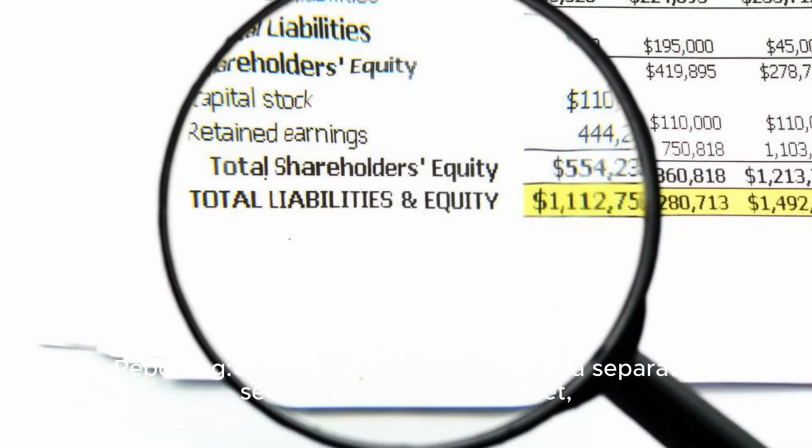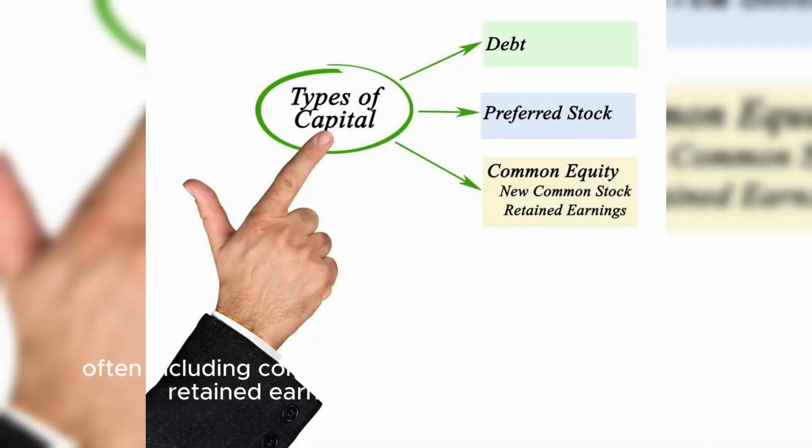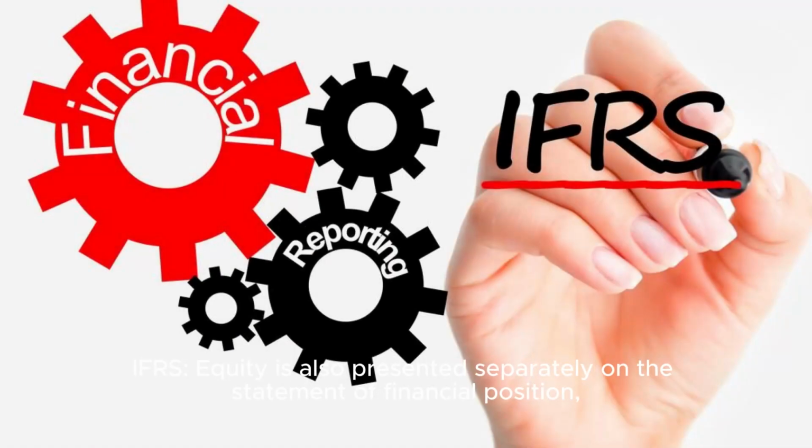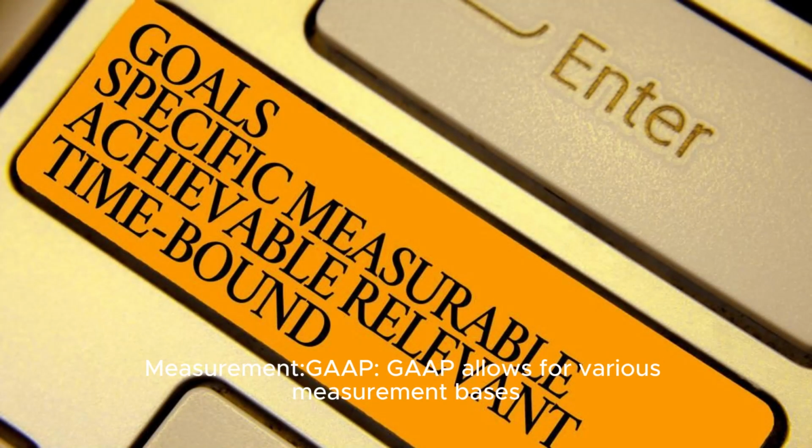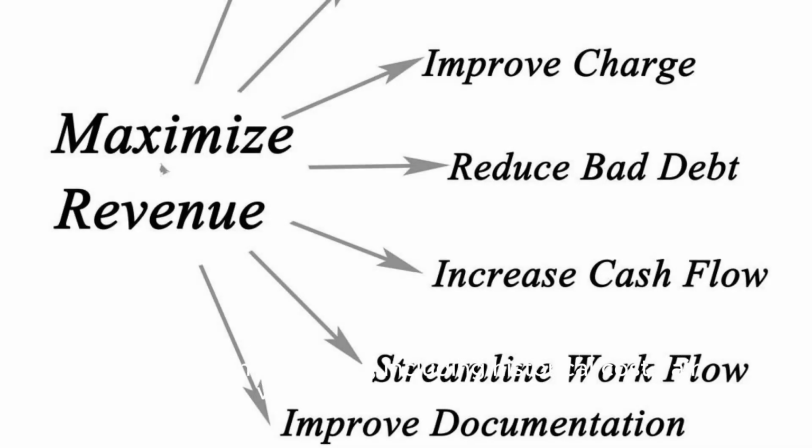Reporting: GAAP equity is presented as a separate section on the balance sheet, often including common stock, additional paid-in capital, retained earnings, and other components. IFRS equity is also presented separately on the statement of financial position, including components such as share capital, reserves, and retained earnings.